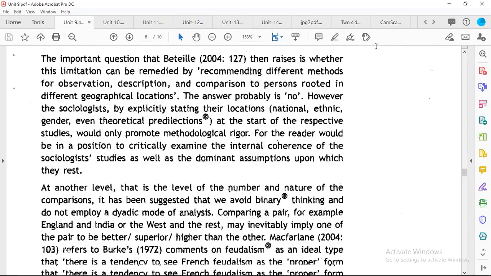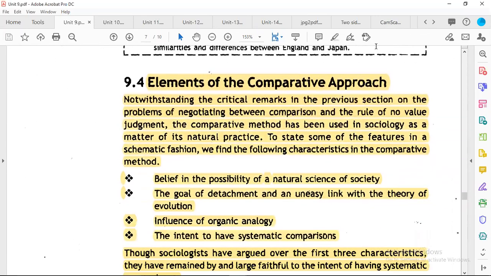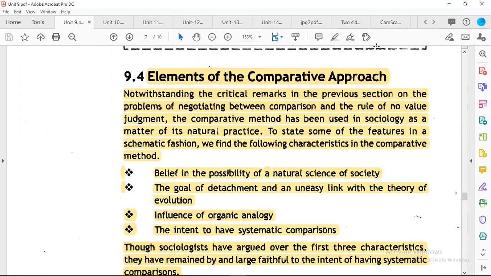So that was the historical root of the comparative method. Now we have to understand the elements of the comparative approach. Before starting, we have to understand that to make the comparative method systematically fruitful, we have to follow some specific elements. So here we are reading the elements of the comparative approach only to make it systematic and fruitful. Those are the elements which make the comparative method more useful in sociological research.